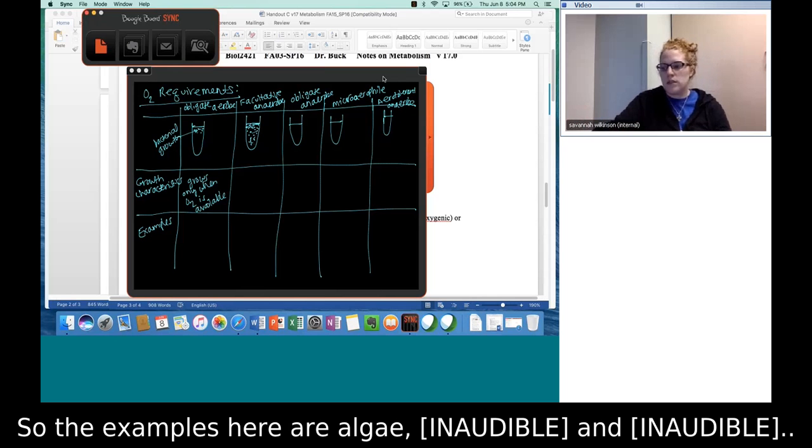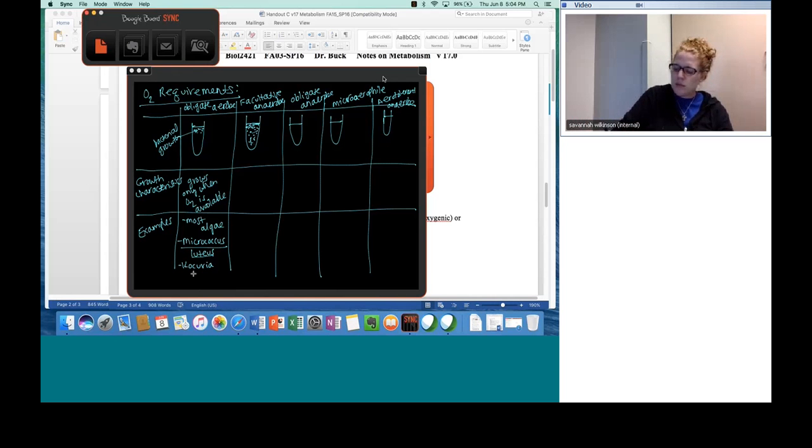So the examples here are algae, Indius, and Arcuria rosopula. Okay.